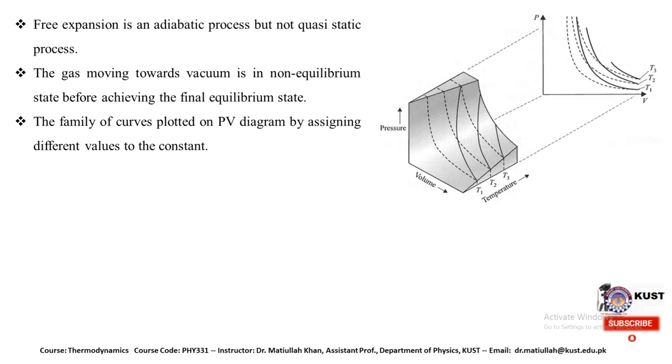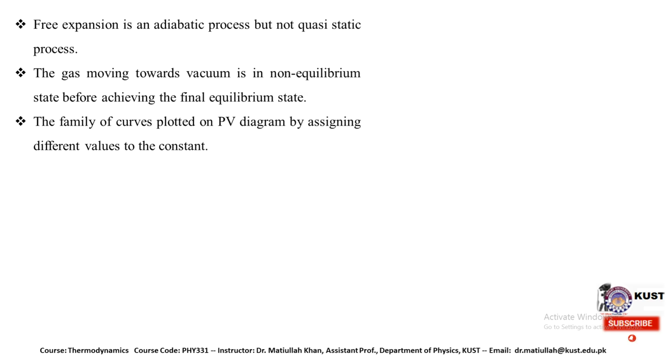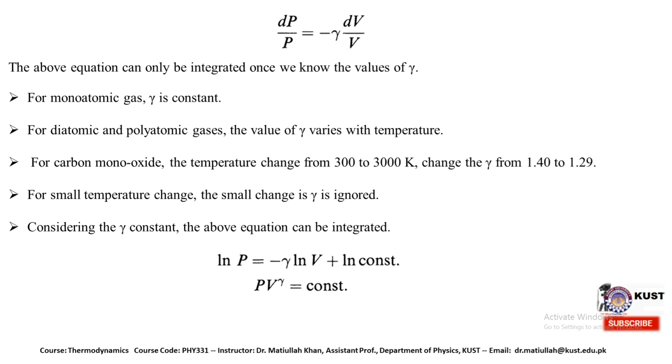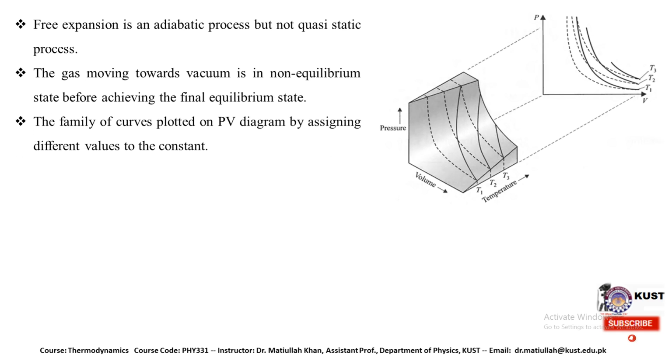So the family of curves plotted on a PV diagram by assigning different values could be written as follows. In this equation from the last slide, you can see we can draw different curves by changing the value, since p v to the power gamma is equal to a constant. So we can assign different values to p and v, and this will equal a constant quantity. All of this could be drawn in this particular PV diagram.